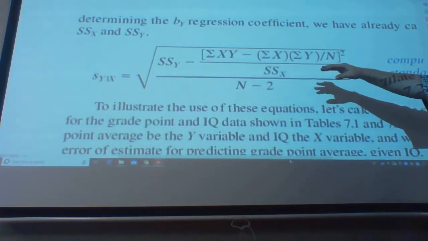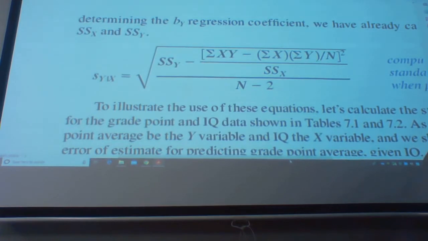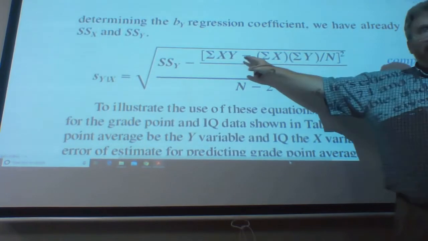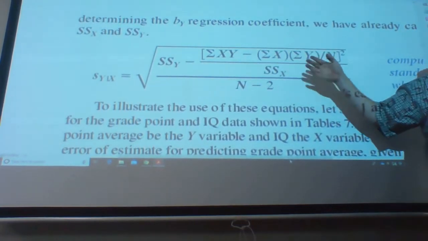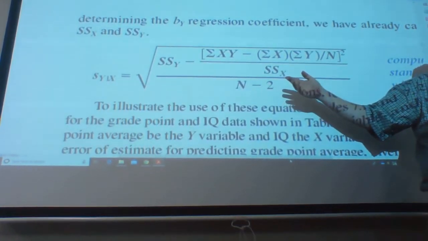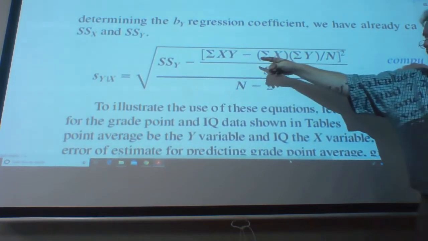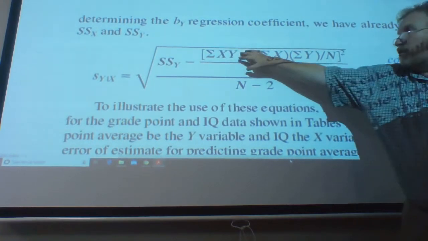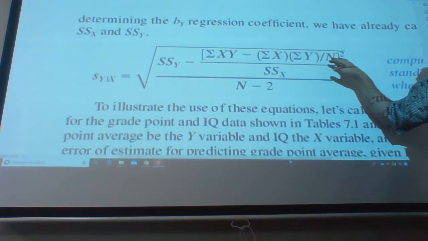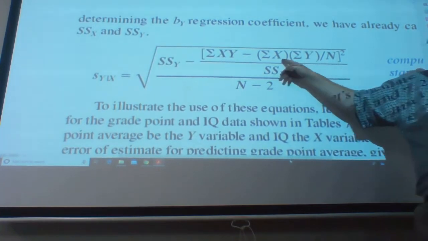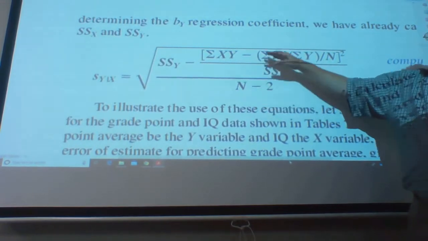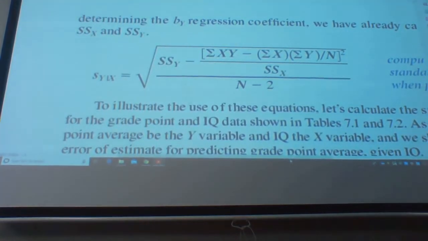The formula, there's nothing new here that you haven't seen before. Sum of squares y minus, now this here is the numerator for correlation, the numerator for slope, right? It's the same thing. Sigma xy minus sigma x times sigma y over n, but this time you square that whole thing first. You divide it by sum of squares x, you subtract it from sum of squares y, you divide it all by n minus 2, and then you square root it. It's the longest, hairiest formula in the whole book.